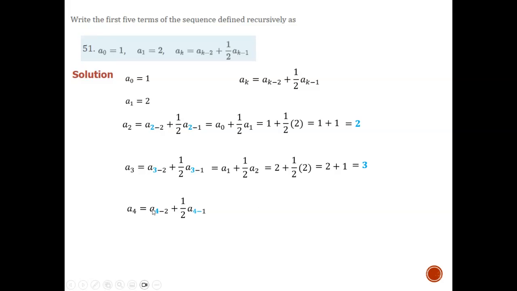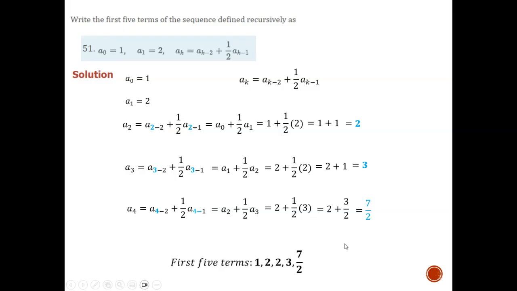And again, we plug in the 4, we get a sub 2 plus 1/2 a sub 3. So plugging in the values, a sub 2 going up 2 terms before is a 2. And then the previous term is 3, 1/2 times 3 is 3/2, and we get 7/2. So remember, we started with a sub 0, so our actual 5th term is coming from a sub 4. So we have 1, 2, 2, 3, and 7/2 as our first 5 terms for this one. Okay, the first 2 terms on this one were given.